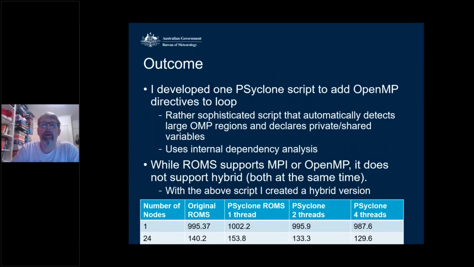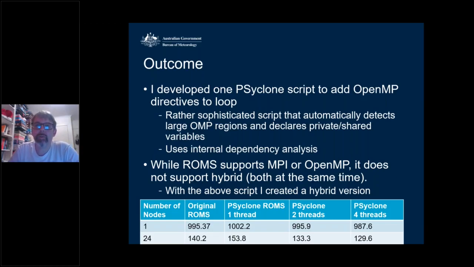Now, what's the outcome? I wrote a script which is similar to the script you used in the exercise today to apply OpenMP parallelization to code. It is rather sophisticated, so it automatically not only applies OpenMP, it also tries to create parallel regions that are as large as possible. So it combines code automatically in there and is very generic. Basically, I had one transformation script written and converted any function that ROMs used in OpenMP.